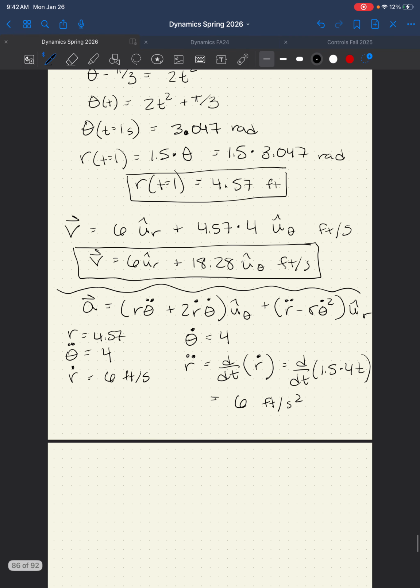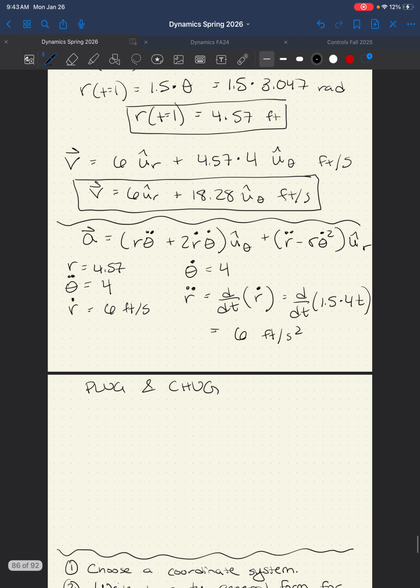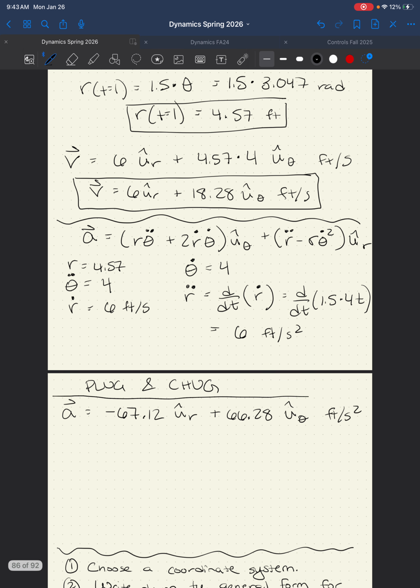Okay, so now I just plug and chug. Plug all these values into that long acceleration expression. I should get acceleration is equal to minus 67.12 u hat r plus 66.28 u hat theta feet per second squared. And that, my friends, is example 2.